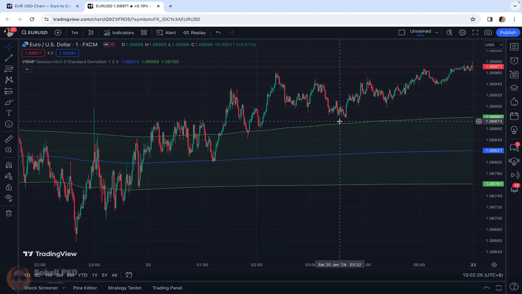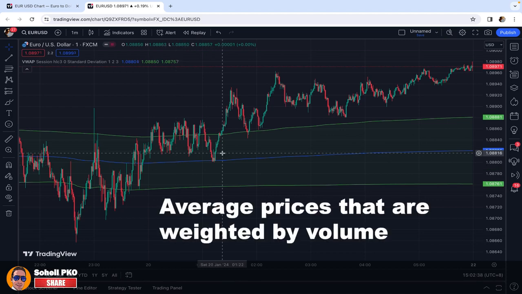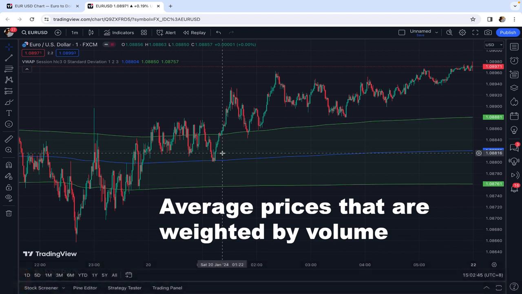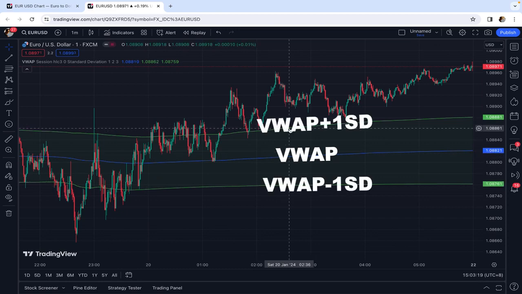It's kind of similar to moving averages, but it's totally different because in this indicator, we have average prices that are weighted by volume. So here, besides averaging the closing prices during a given period of time, the volume also plays a role, and so the indicator puts emphasis on the periods with higher volume. This blue line is the VWAP line, and these green lines above and below the VWAP line are one standard deviation from the VWAP line.